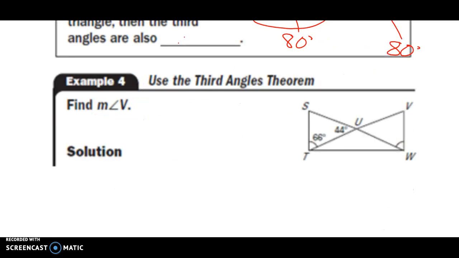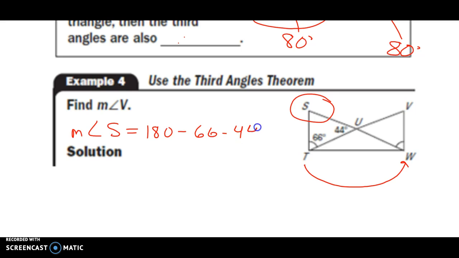All right, so if this is 66 degrees, what else is 66 degrees? W. They're congruent, right? And we could actually find angle S right now if we wanted to. So let's say they asked us to find the measure of angle S. How could we find that? 66 plus 44. Yeah, so 180 degrees minus the two angles that we know. So what's the measure of angle S? 66 and 44 gives me 110, so it'd be 70. So we actually know that S is 70 degrees.